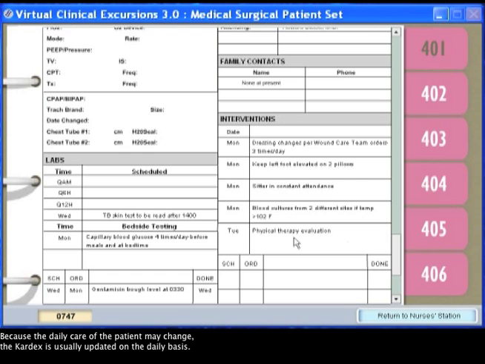Because the daily care of a patient may change, the cardex is usually updated on a daily basis. For the same reason, it is possible that the cardex may not be updated. Make sure that the information is current by comparing it with the physician's orders in the chart. Continue to fill out your NPW with the information you obtained here, after confirming that all information is correct.